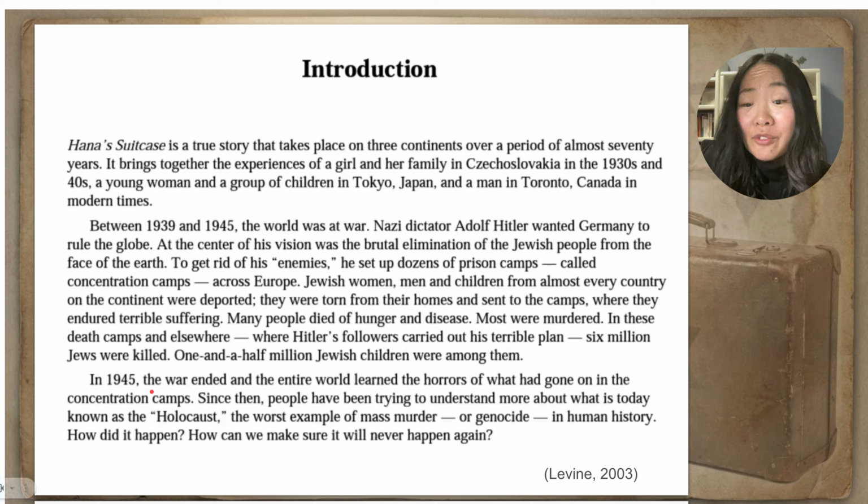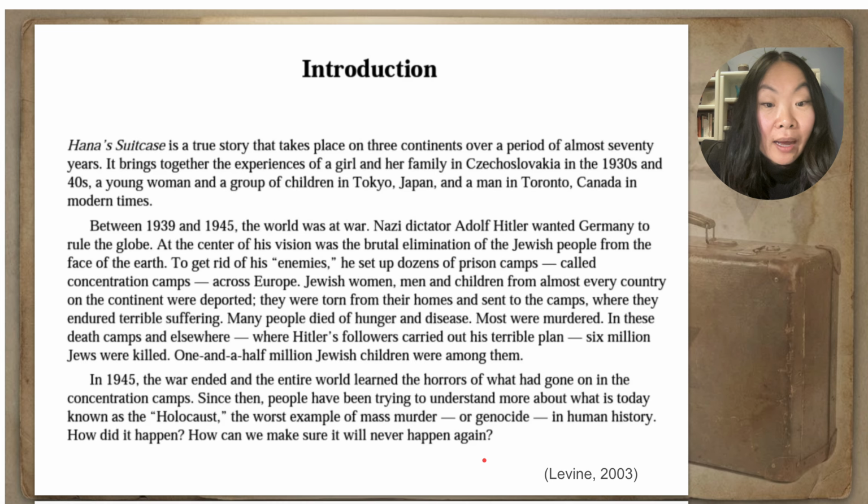In 1945, the war ended and the entire world learned the horrors of what had gone on in the concentration camps. Since then, people have been trying to understand more about what is today known as the Holocaust, the worst example of mass murder or genocide in human history. How did it happen? How can we make sure it will never happen again?